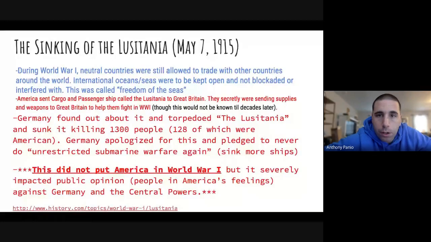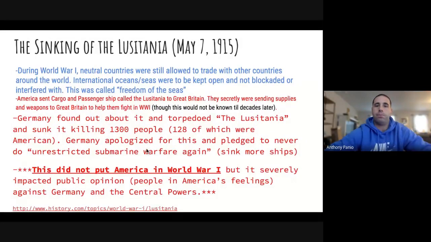All right, so let's go over what happened here. Germany is going to find out about it and torpedo the Lusitania, which, for those who don't know, are underwater missiles. And it killed 1,300 innocent people. Now, this is a big, big problem because you have innocent people dying during a war, which is obviously sad. But out of those 1,300 people, 128 of them were Americans. So this does affect America because some American people were killed. Not some, I mean a lot. 128 is a lot. And this upset America in a big way.